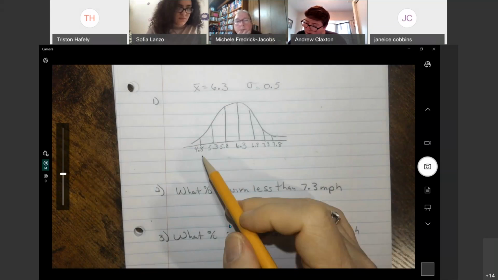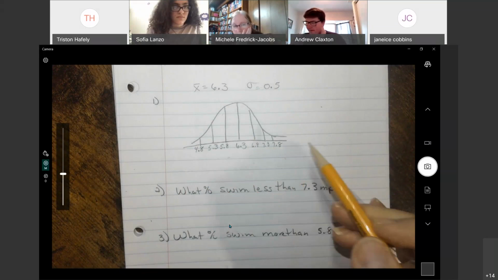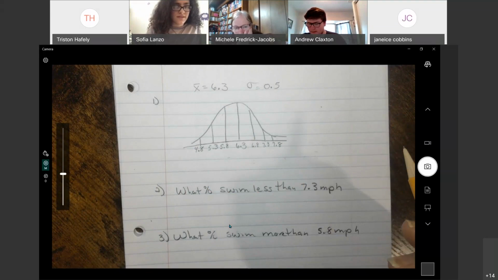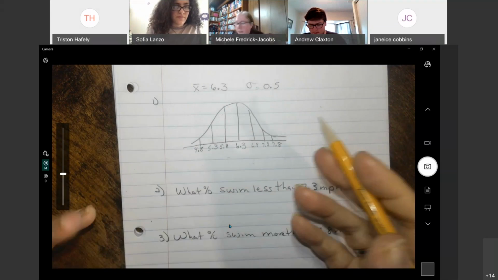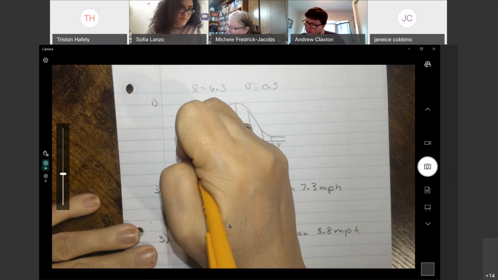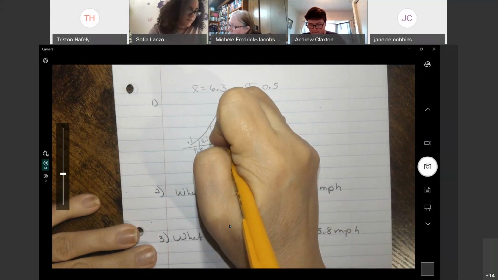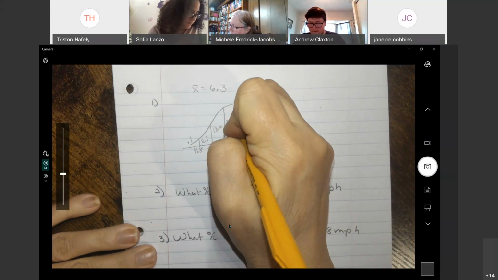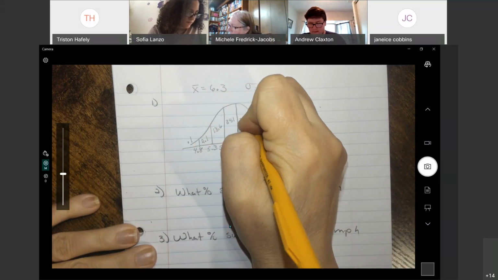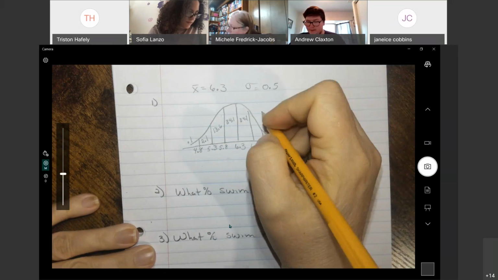So do your values go from 4.8 to 7.8? Yes. Now the percents will be the same. Over here's 0.1, 2.1, 13.6, 34.1, 13.